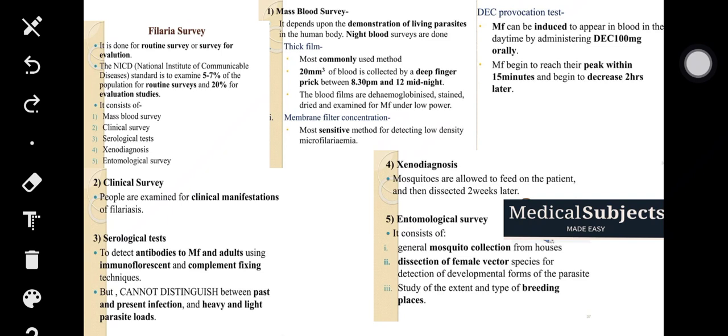Entomological survey consists of general mosquito collection from houses, dissection of female vector species for detection of developmental forms of the parasite, and study of the extent and type of breeding places. Breeding places, as I said, are commonly seen in polluted water. So study whether polluted water is stagnant in and around the house.